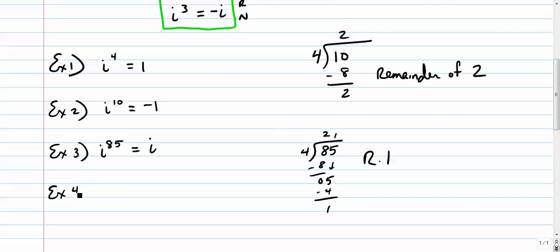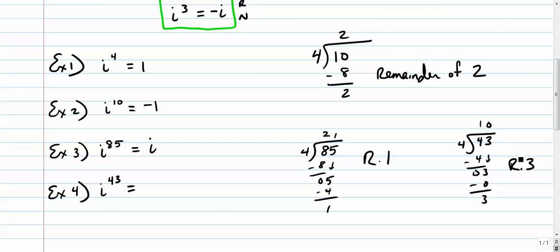And let's do example 4. i to the 43rd power, whatever that is. Let's see. 43 divided by 4, that's 0. That's 3. Oh, I see. So there's a remainder of 3. If your remainder is 3, your answer is negative i.